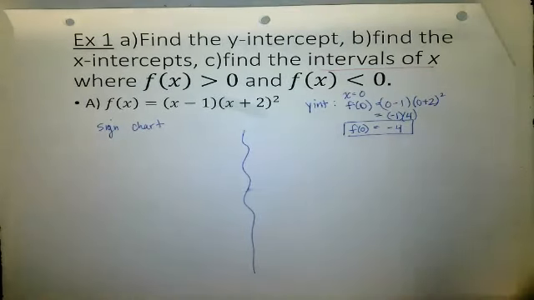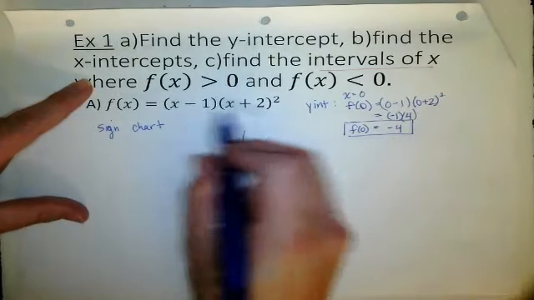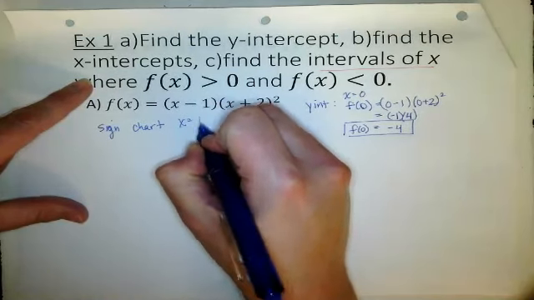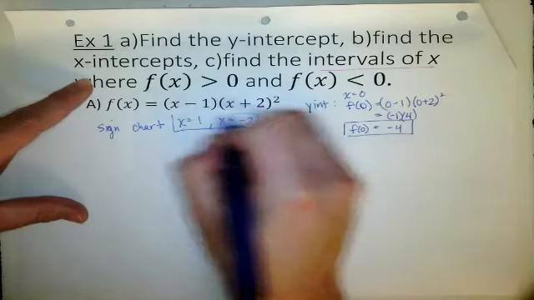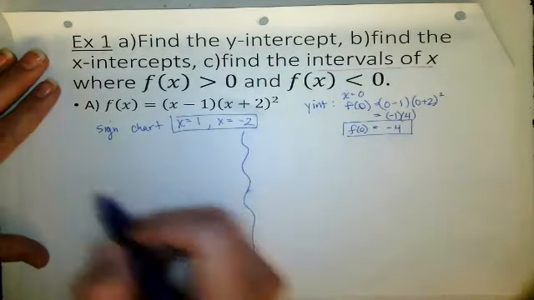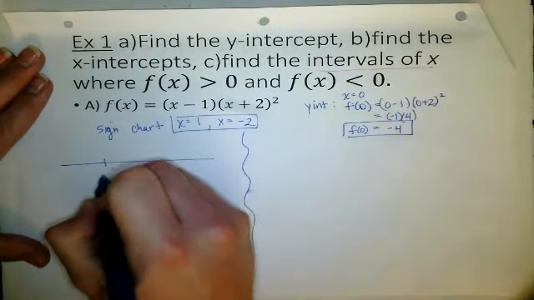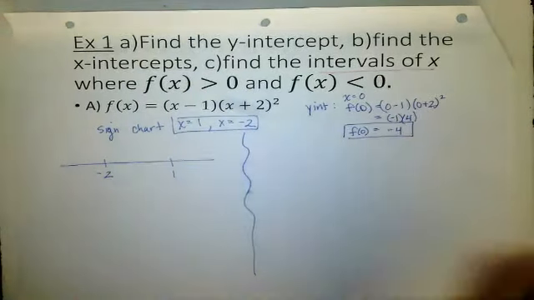All right. Let's find the x-intercepts. The x-intercepts come from these factors, so we get x equals 1 and x equals negative 2. Those are the x-intercepts, and I'm going to use them on my sign chart. They are critical values. So I have a negative 2 and a positive 1.